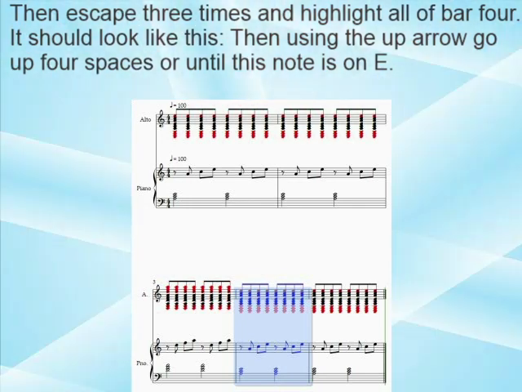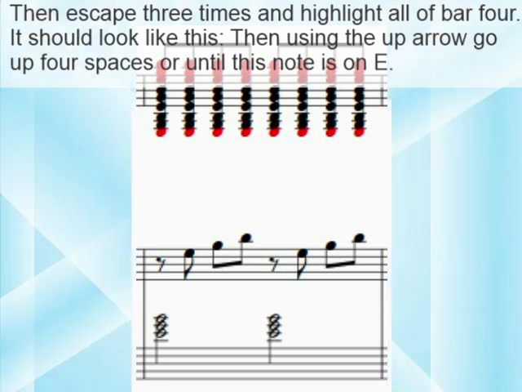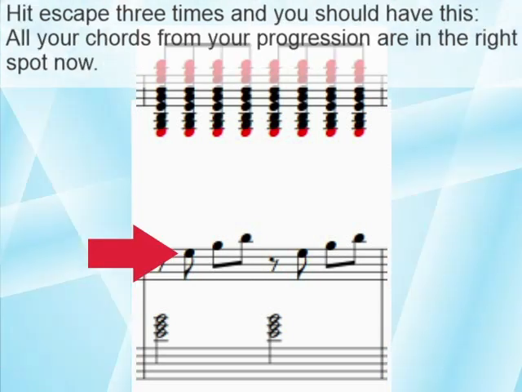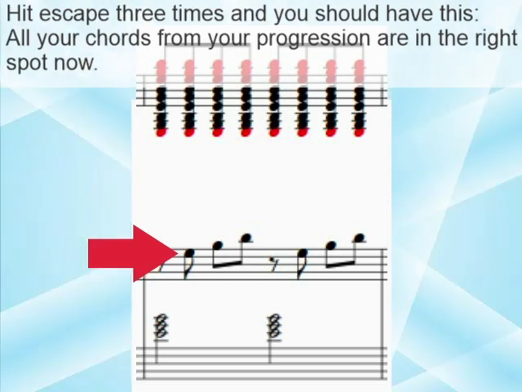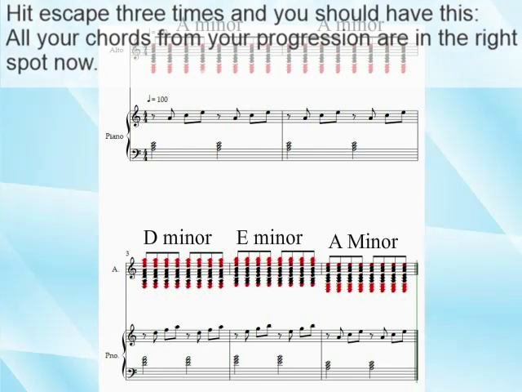It should look like this. Then using the up arrow, go up 4 spaces until this note is on E. Hit escape 3 times and you should have this. All your chords from your chord progression are in the right spot now.